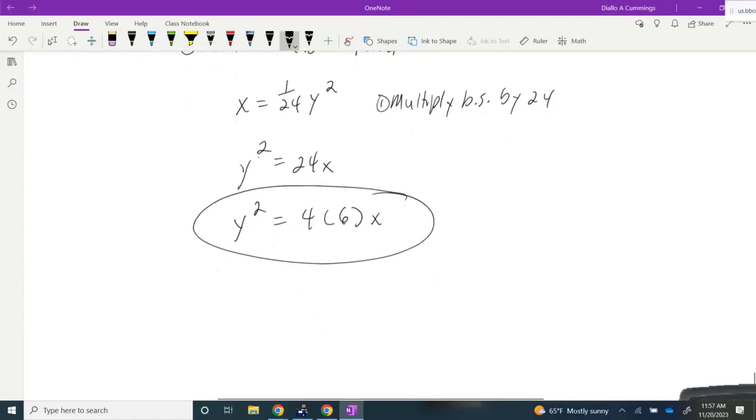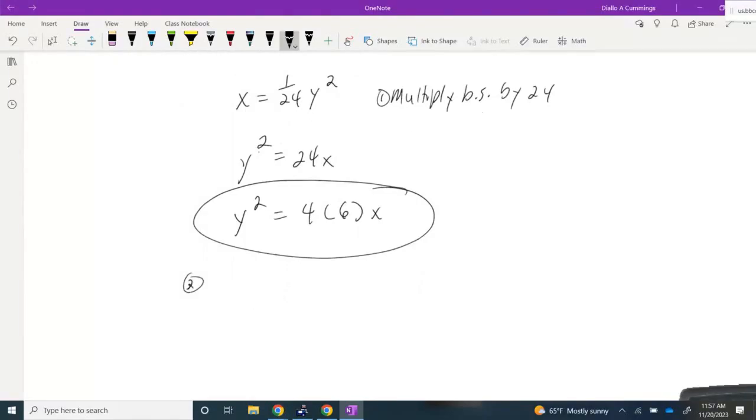The second thing is we want to find the vertex. Here again, since we have a y squared with no constants attached and an x with no constants attached, this parabola is centered at the origin.